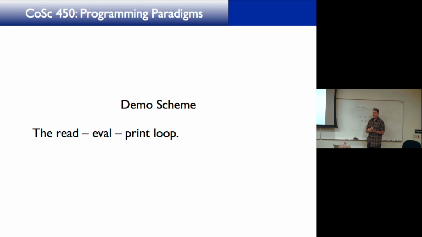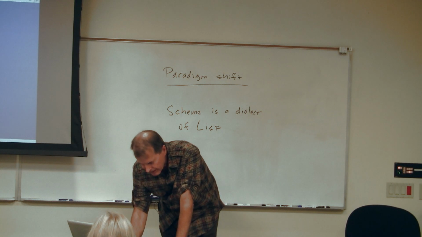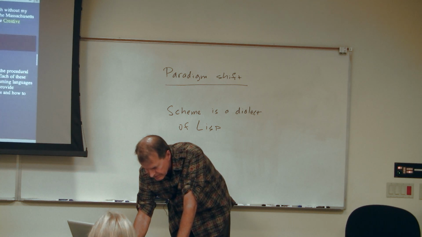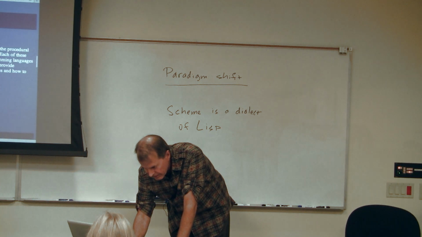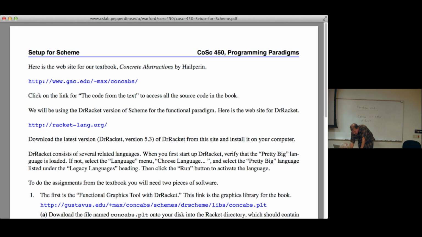So what we're going to start doing now is an introduction to Scheme, which is this dialect of Lisp. Now, you need to do this right away. On the course webpage, I have these setups. You'll see it says setups, and it says programming language setups. It gives a brief little description of these three languages. And here you'll notice it says setup for Scheme. If you click that link, here are the instructions for how to get Scheme on your computer. And tonight you should go home and do this. Okay? There's a link.